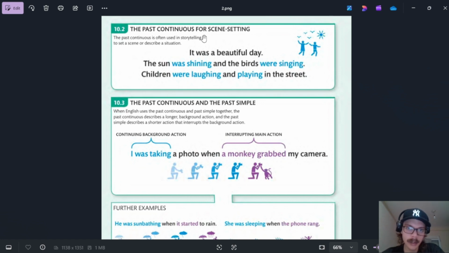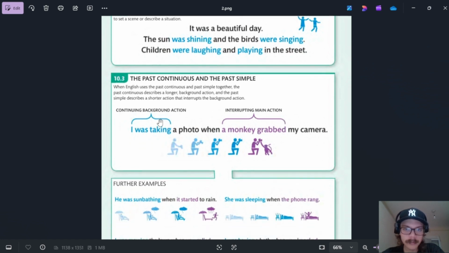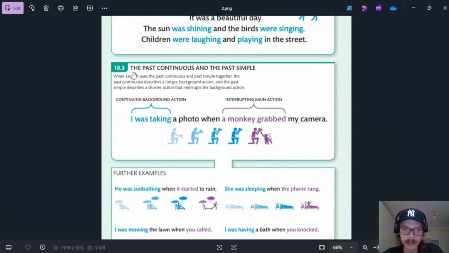Okay? Now, this is important because when we move to the next part, which is the past continuous and the past simple, you're going to notice that the past continuous is going to be used a lot for descriptions. Okay, so I'm going to read this and then I'm going to explain it a little bit. When English uses the past continuous and past simple together, the past continuous describes a longer background action, and the past simple describes a shorter action that interrupts the background action.